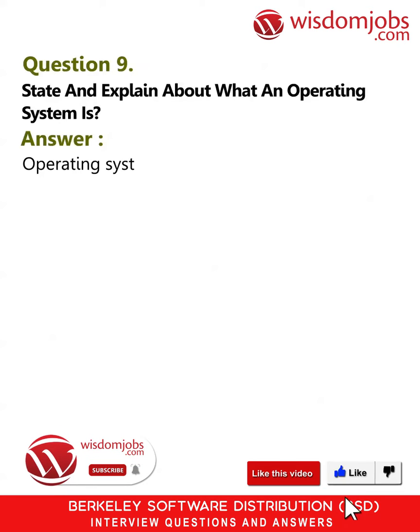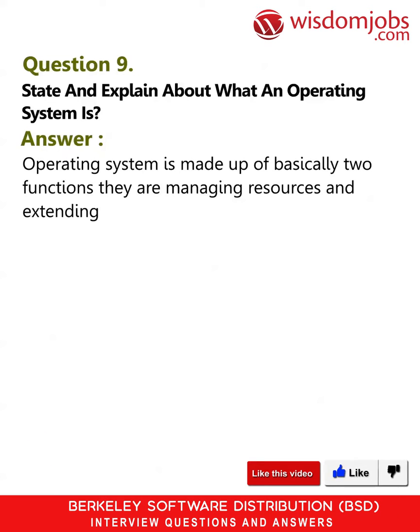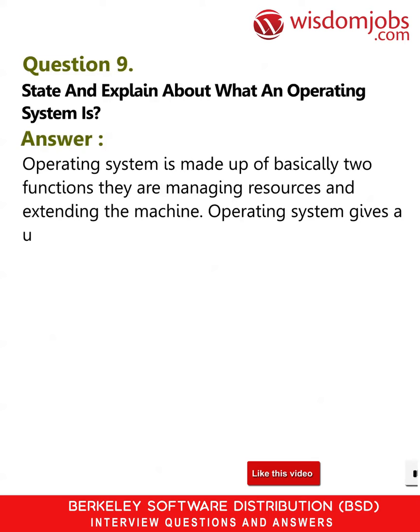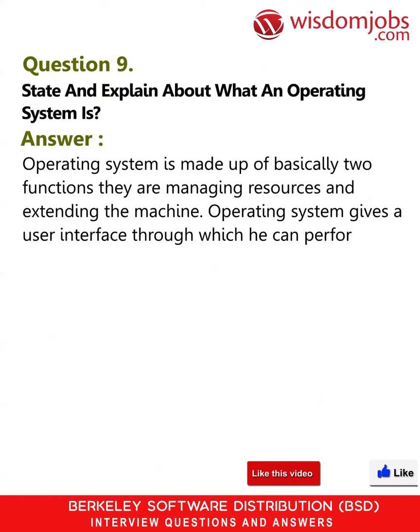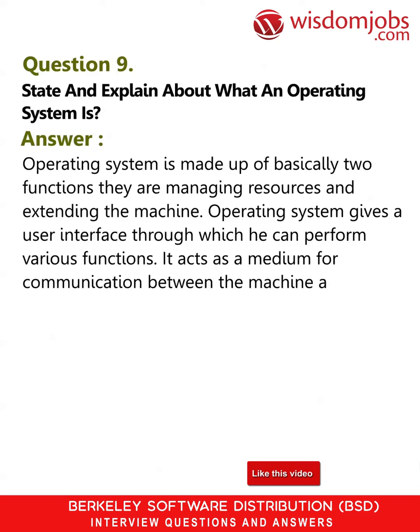Answer: an operating system is made up of basically two functions. They are managing resources and extending the machine. The operating system gives a user interface through which the user can perform various functions. It acts as a medium for communication between the machine and the user.